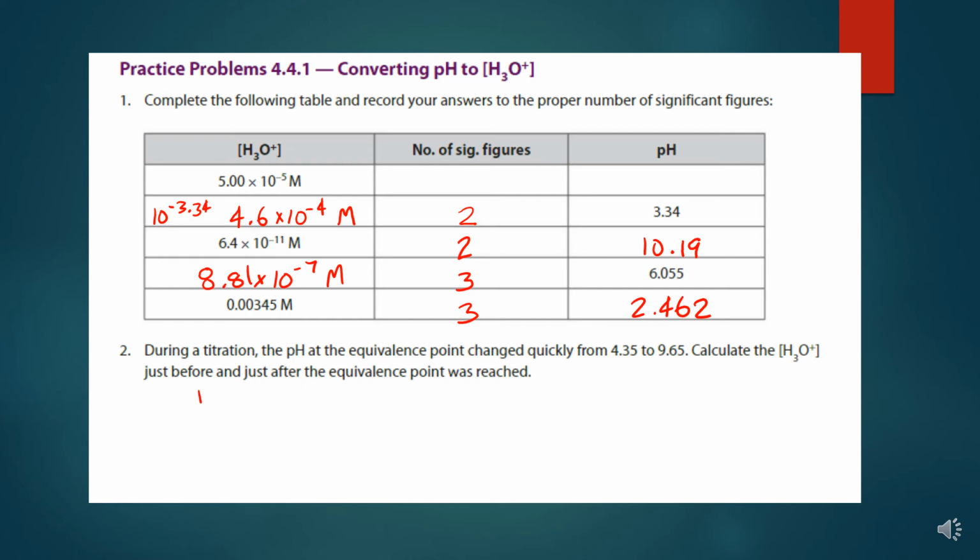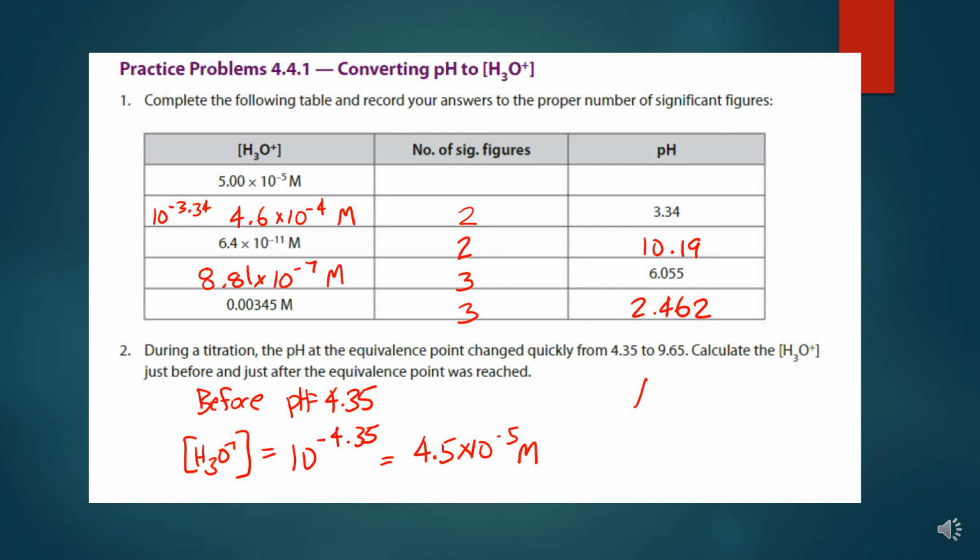So just before, we're looking at a pH of 4.35. If I want to figure out what the concentration here is, the concentration of hydronium is going to be equal to 10 raised to the negative 4.35. So beforehand, my concentration of hydronium is 4.5 times 10 to the negative 5 moles per liter. After, the pH is 9.65. So my concentration of hydronium is equal to 10 to the negative 9.65, or 2.2 times 10 to the negative 10.